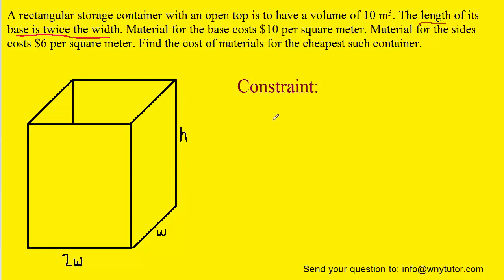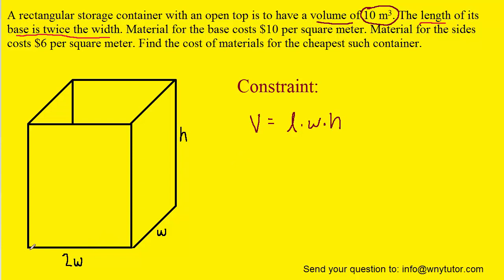Our next step is to come up with an equation that is sometimes called a constraint equation. The question mentions that the volume of the storage container must be fixed at 10 meters cubed. So in other words, we are constrained to make the container have a volume of 10 meters cubed. Now, the volume of any rectangular storage container is simply equal to its length times its width times its height.